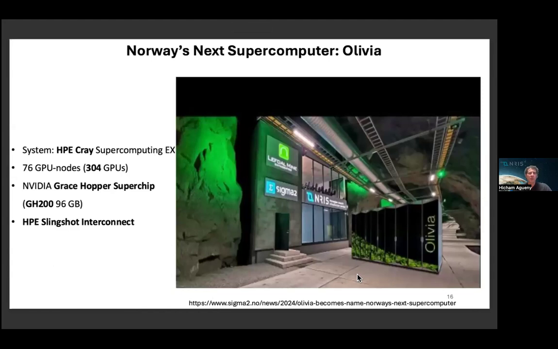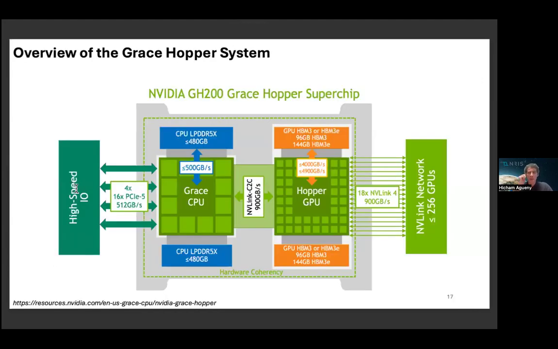So this is just to promote Norway's next supercomputer, Olivia, and in our system we will basically use the NVIDIA Grace Hopper super chip. And because we are going to use this, I think it would be good to give an overview of how the architecture of the NVIDIA Grace Hopper super chip looks like. So this is the architecture.